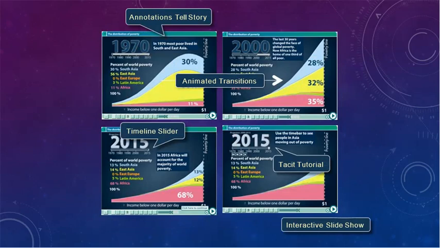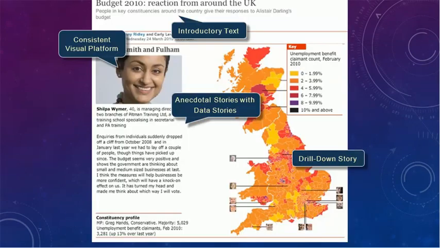Similarly, when we zoom in further, we have the annotations to tell the story about that data. We have the animated transitions, the timeline slider, the tacit tutorial. So this becomes an interactive kind of slideshow. When we are talking about narrative visualization, we have to work on the interactivity with the text and with our visualization. We need to be clear about our visualization, and we need to show that the data is clearly available with our text. And I have another example over here.